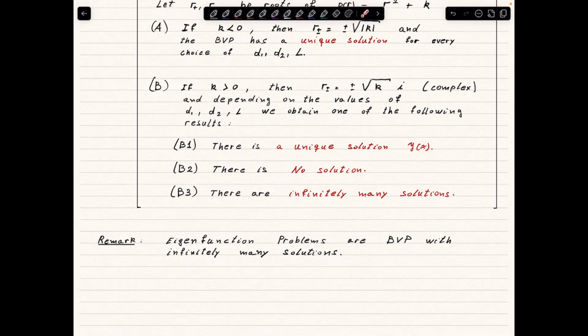Let's introduce eigenfunction problems, and later on we are going to see how we can use this boundary value problem theorem to find solutions of eigenfunction problems.